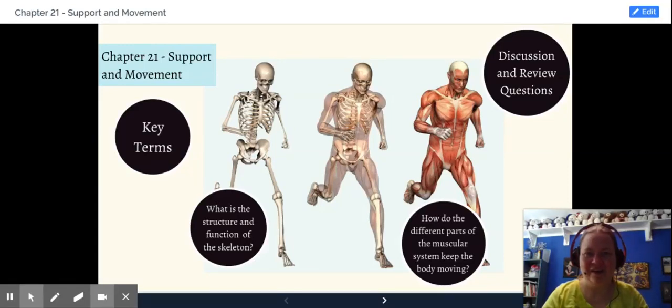Hi guys, and today we're going to be covering chapter 1, which is support and movement. And just like the previous chapters, there will be a set of review questions that you will need to answer and submit. All right, so let's go ahead and get started. We're going to be talking about the skeletal system and the muscular system today.